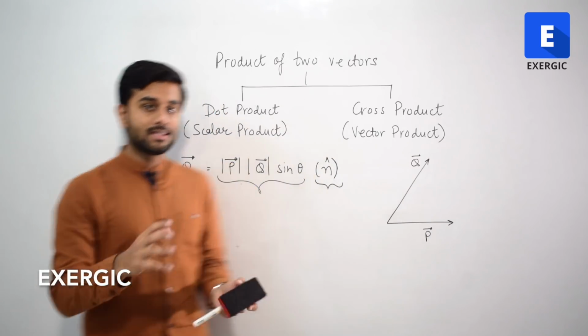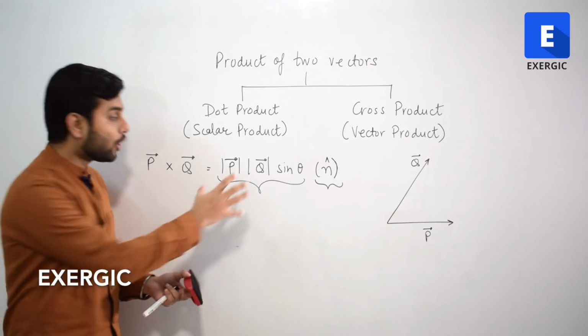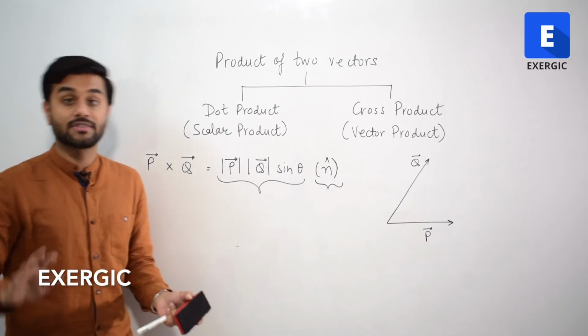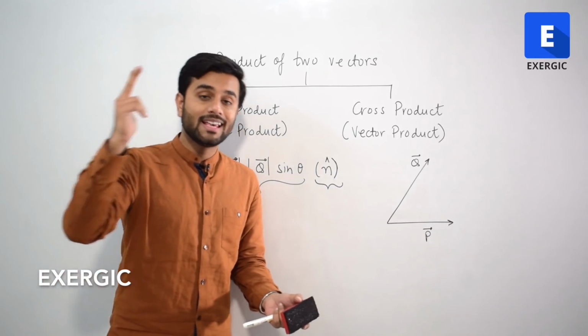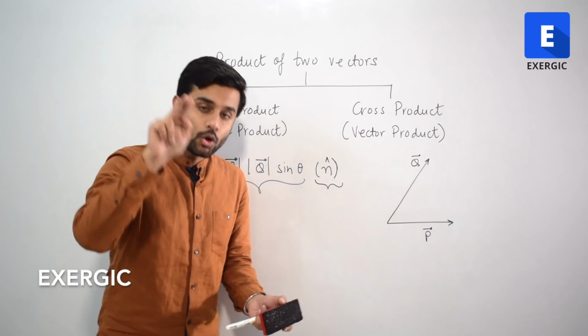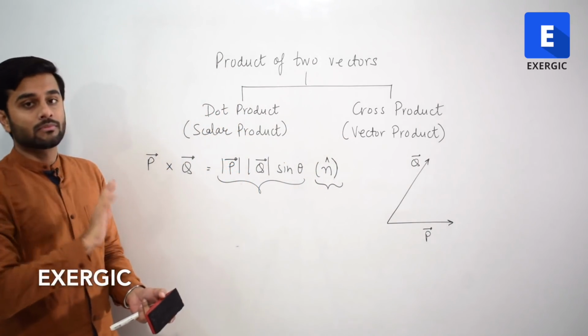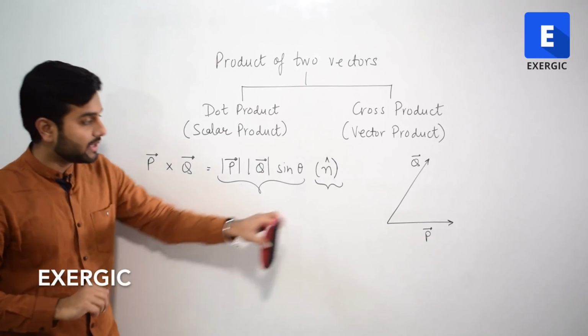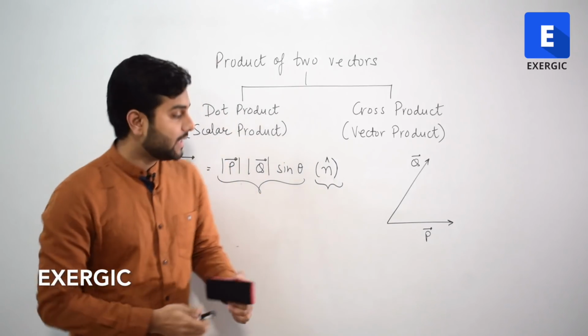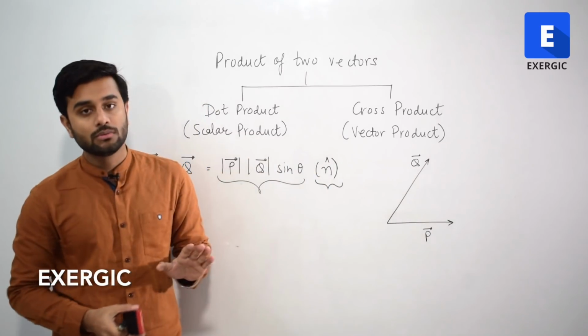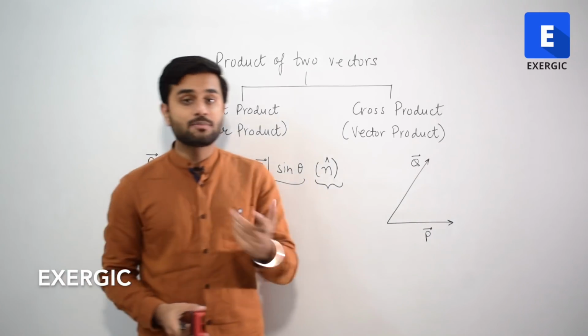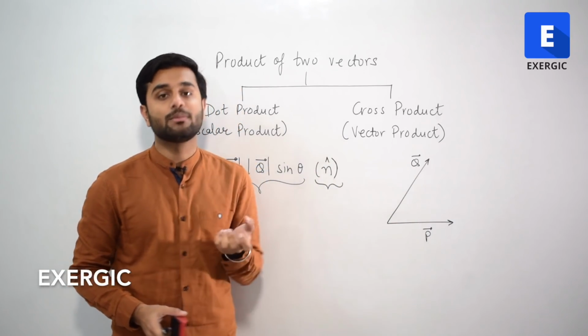This vector, which is formed by the cross product of two vectors, is a third, new vector, having the direction normal to the plane of P and Q. Now what do I mean by saying that? Let me explain using this diagram. We have a vector P and a vector Q. Both of them are lying in which plane? In this plane, the plane of the whiteboard, right?